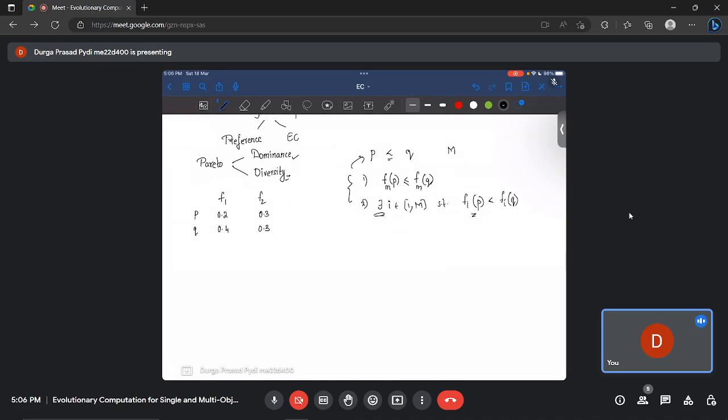So if you see here, F1 for P is less than F1 for Q. If this exists for at least one of the objective functions, and for all the other functions they are less than or equal to, then you say it is dominating the other solution. If it so happens that both of them are equal, then it doesn't satisfy this dominance criterion, because it doesn't satisfy the second one.